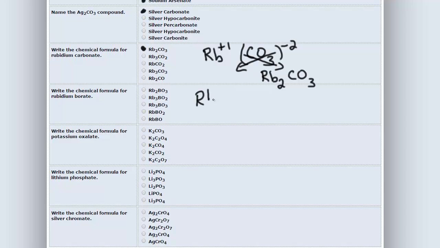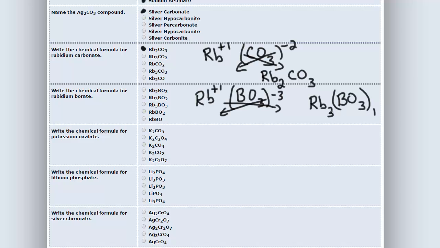Write the chemical formula for rubidium borate. Rubidium, again, is +1. Now, borate is BO3, and borate is a -3 charge. So the chemical formula must be Rb3 and then BO3, and we have one of those. So remember, I brought the 3 down and I brought the 1 over, but now we're not going to include the parentheses because there's only one of these borate units. So Rb3BO3, rubidium borate.